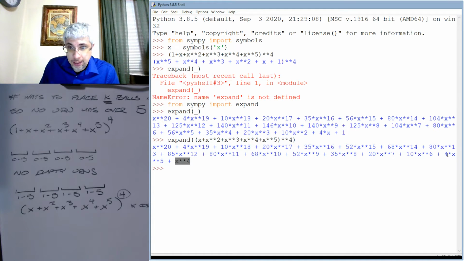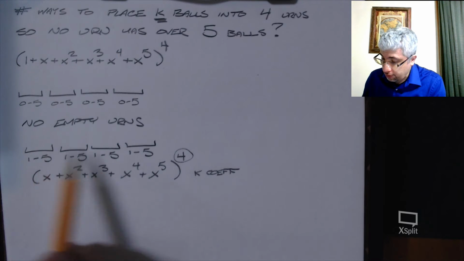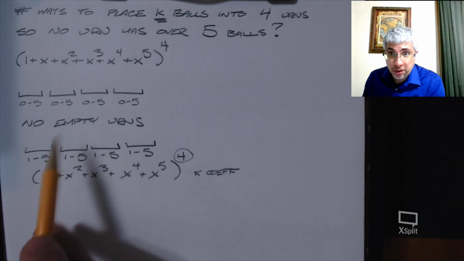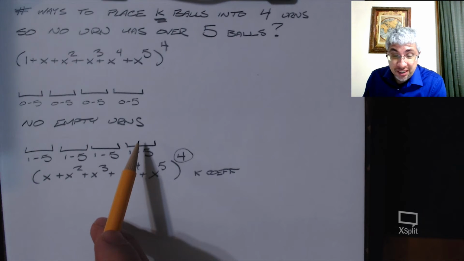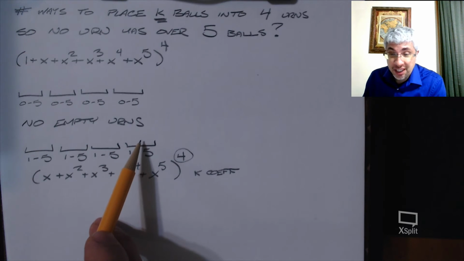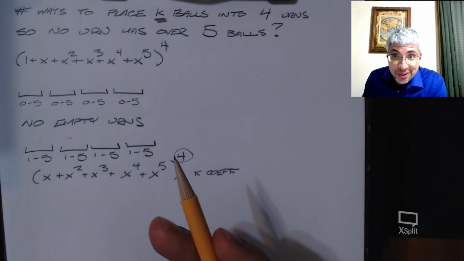And for example, the coefficient of x to the 5th here is 4 because, well, now I want to place 5. Let's go back to what we're writing. Now I want to place 5 balls in these 4 urns so that no urn is empty. Well, one urn has 2 balls and the others all have 1. So how many ways could I pick the urn that has 2 balls? Well, I have 4 choices, and that's why I had a 4 for that coefficient.